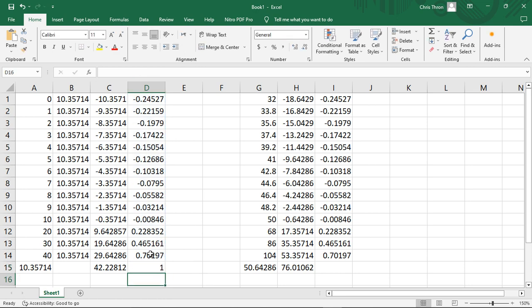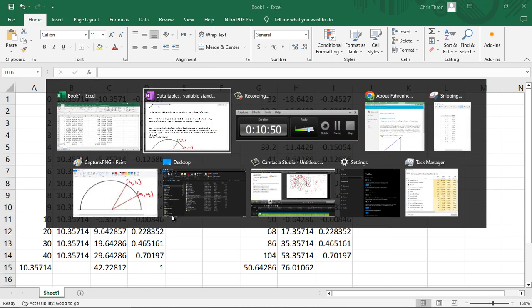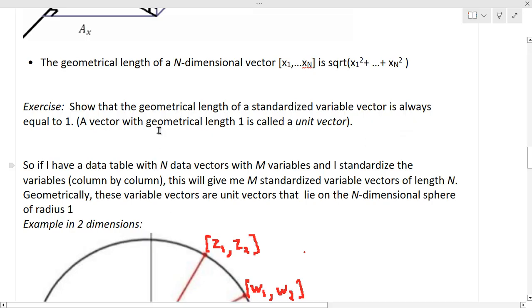In fact, we get 1. So it works out kind of because you're making it work out by your division. Right. So what does this mean? So I can have a geometrical representation of my data.